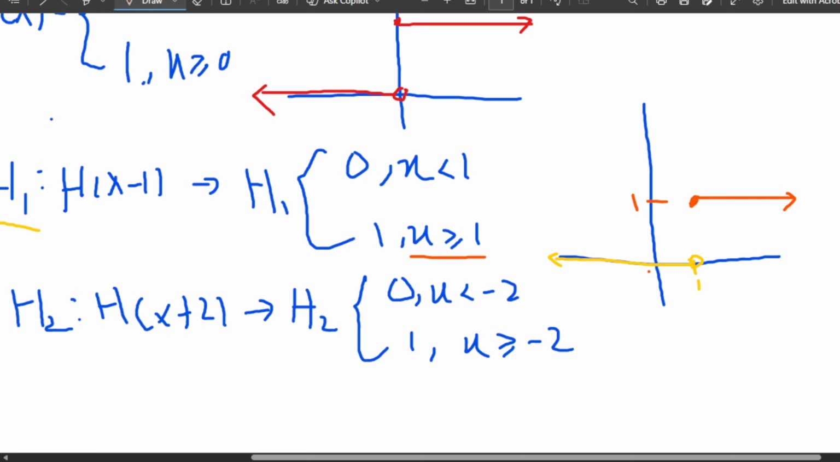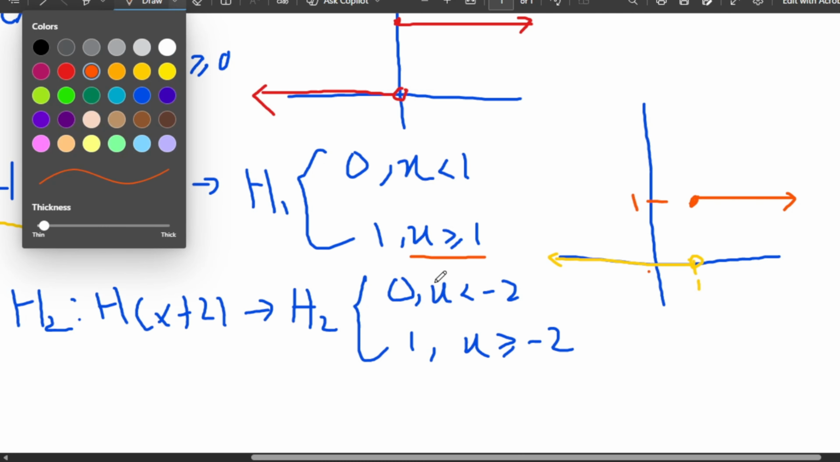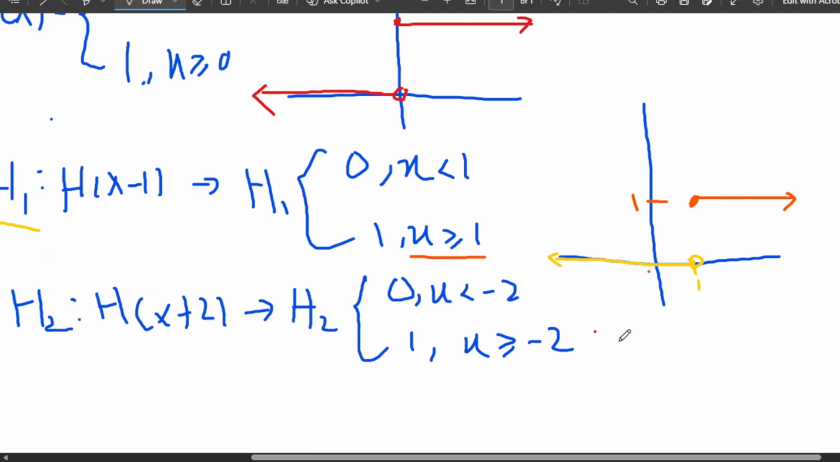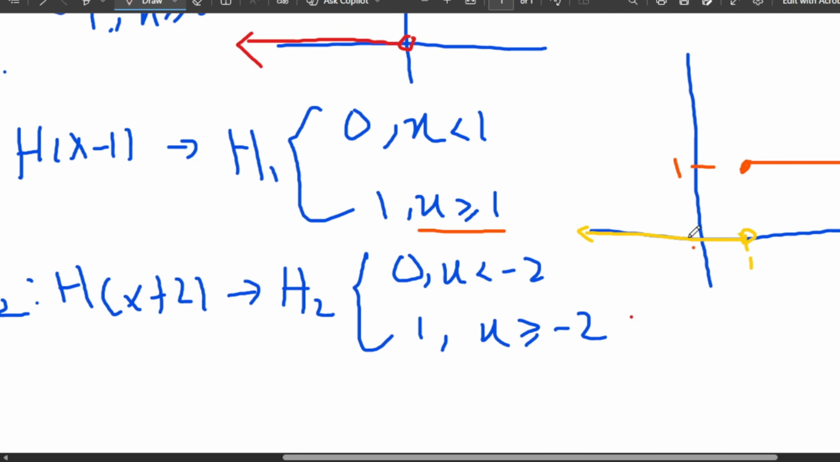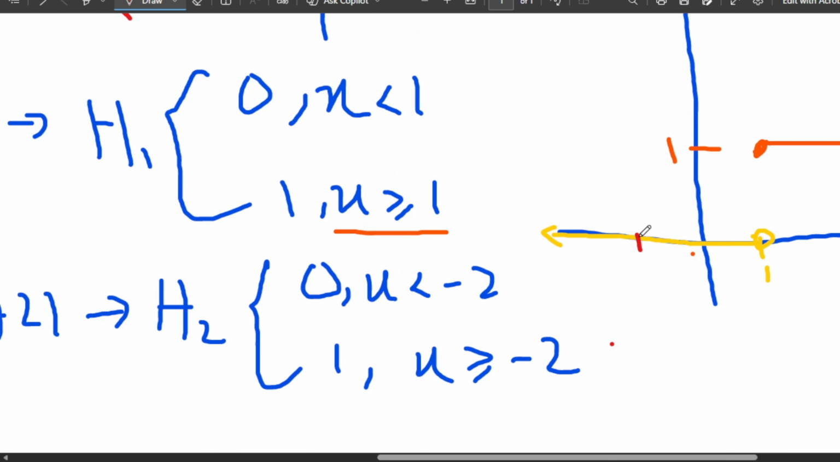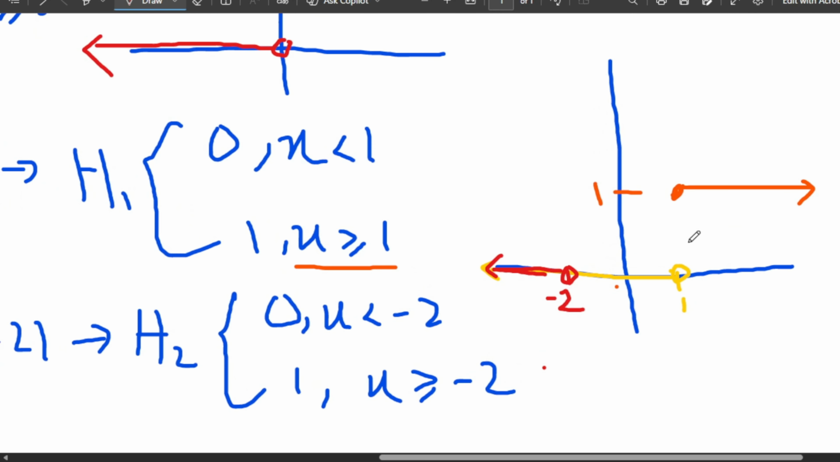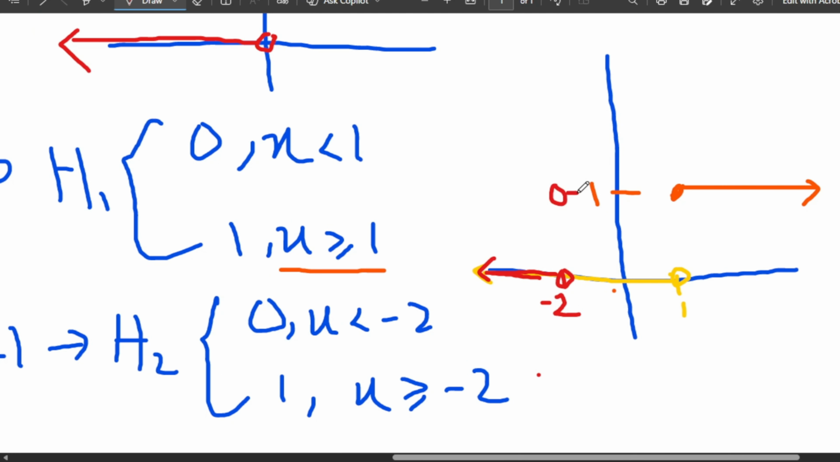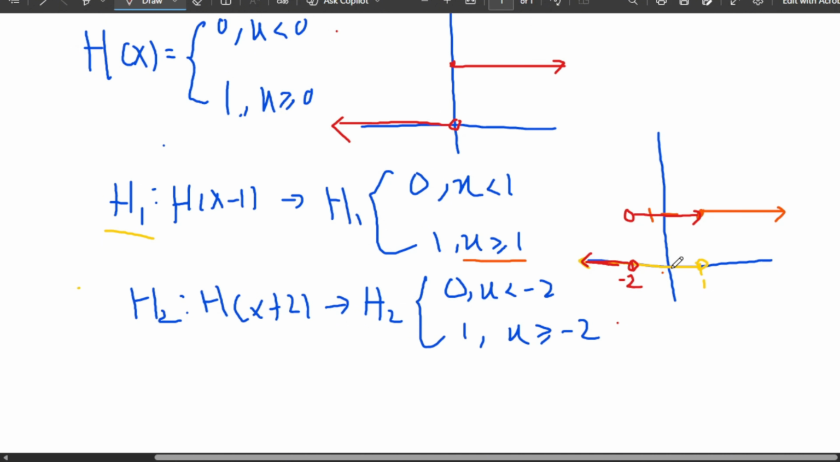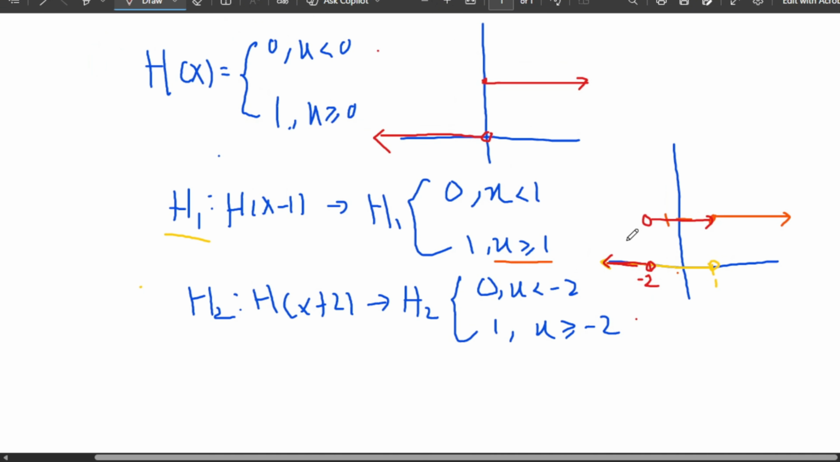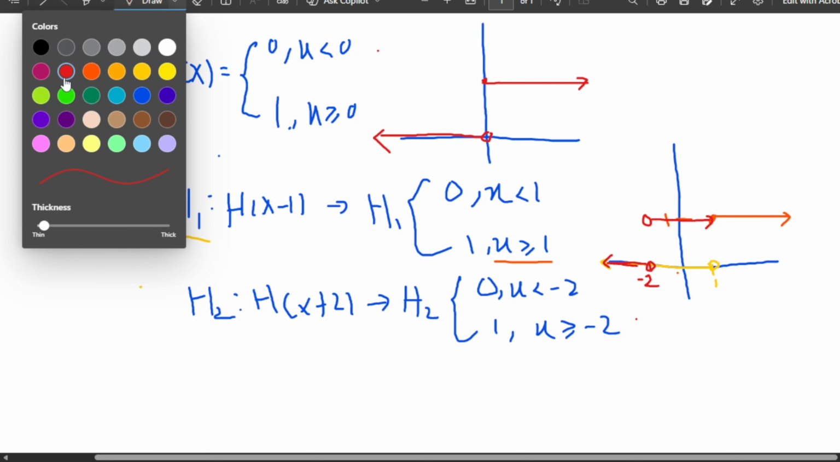How about our h2? It's 0 if x is less than negative 2. So let's use red. If x is less than negative 2, that means it's here, right? So it's negative 2. And we have 1 if x is greater than or equal to negative 2, so it's here. As we can see, it's divided into three intervals, three sections.